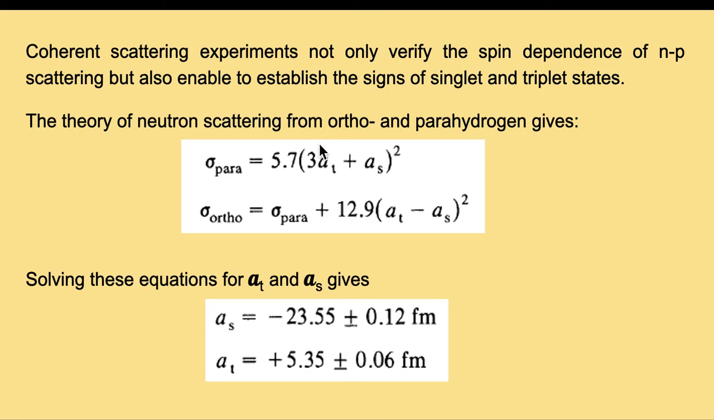The theory of neutron scattering from ortho and parahydrogen gives us these equations: the scattering cross section for parahydrogen is 5.7 (380 plus A square), and that of ortho is sigma para plus 12.9 (AT minus A square). So you have two equations, and solving these you can get AS as minus 23.55 and AT as plus 5.35. So the scattering length for the singlet state is negative and that for the triplet state is positive.